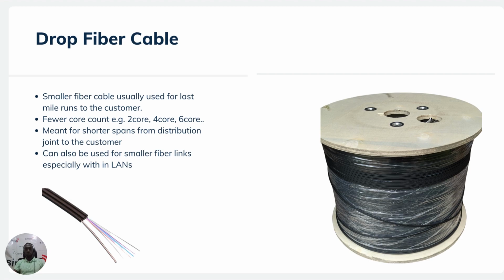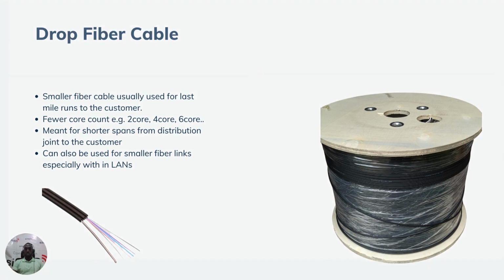We see a lot of use for 2 core, 4 core, 6 core in small LAN installations, small local area networks. Usually this kind of cable suffices because it is relatively lower cost, as well as in FTTH deployments.